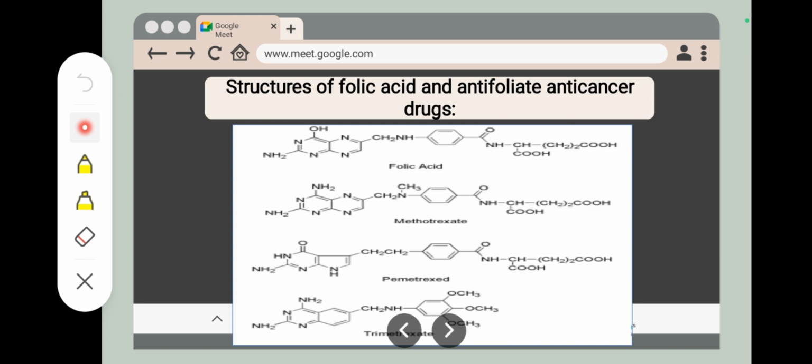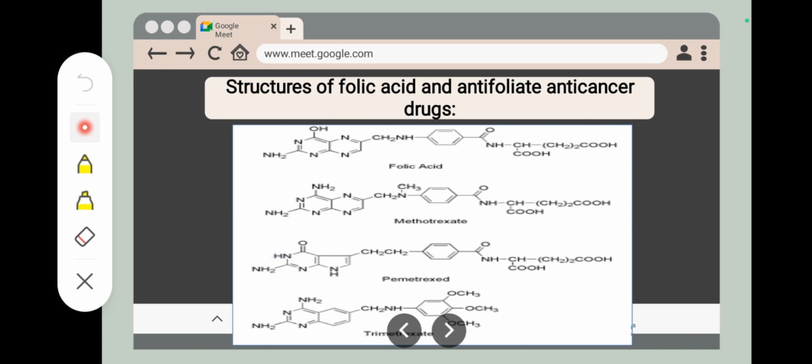Next is pemetrexed. This is used to treat certain types of cancer, specifically lung cancer. And this drug works by slowing or stopping the growth of cancer cells. So this is the structure of pemetrexed.